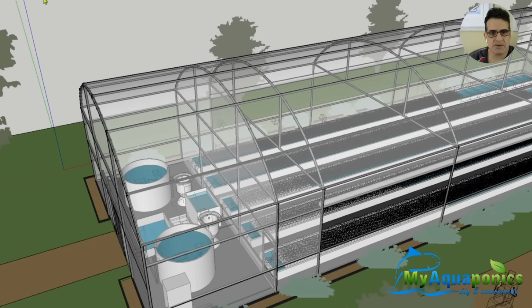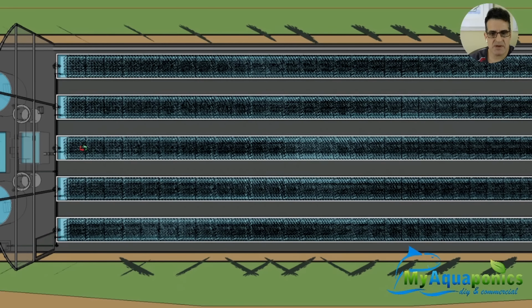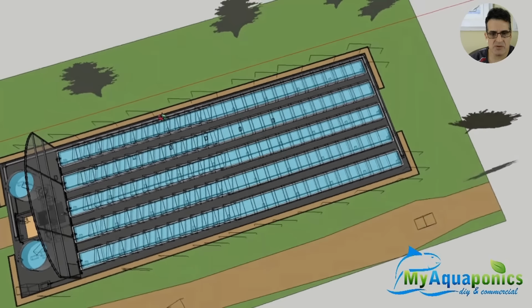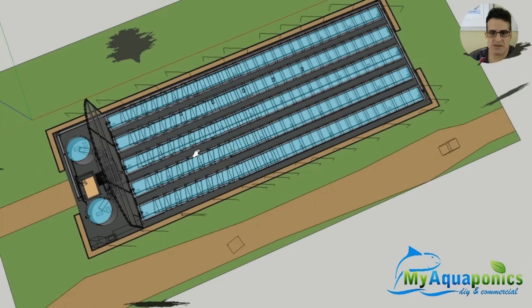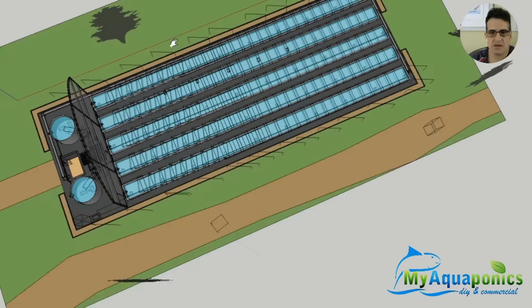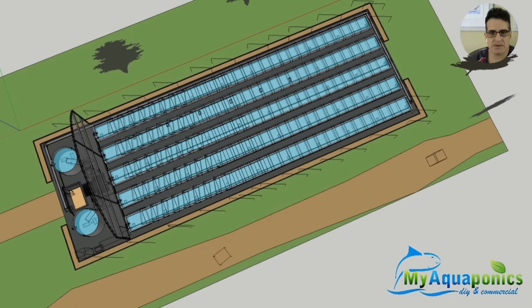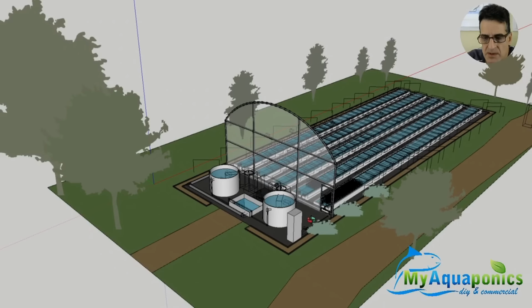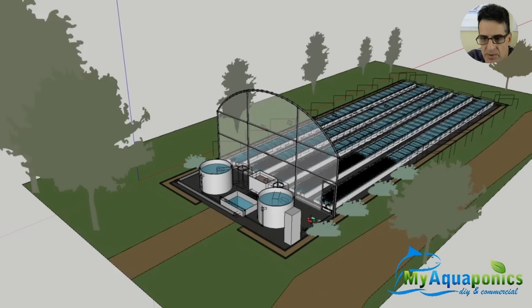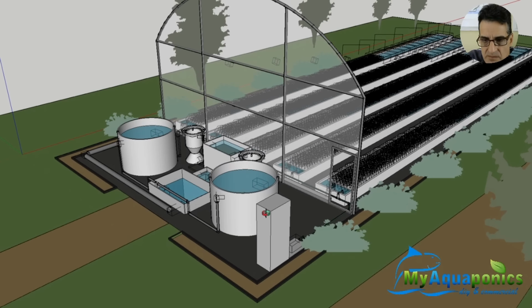I'm going to go onto a different scene. What I've done here is I have removed the whole tunnel so that you can see how it's laid out. And now let's go through this. I'm going to go through each individual component in the fish section.